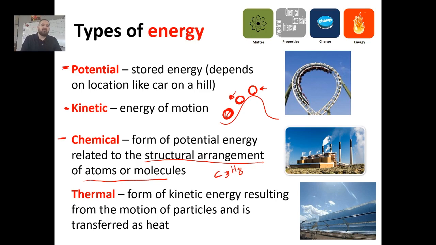Our last type of energy is thermal. Thermal is a form of kinetic energy, and it results from the motion of particles and is transferred as heat. An example of thermal energy is a candle. Here's a little candle, here's our wick, and then we're going to light up our wick.